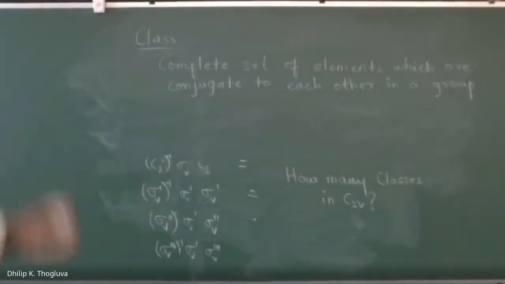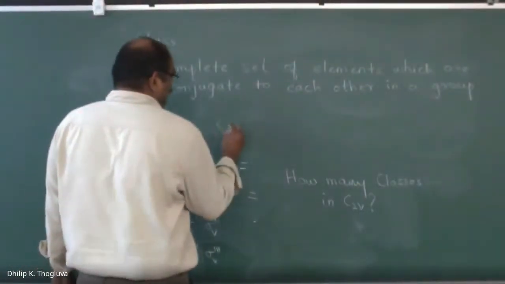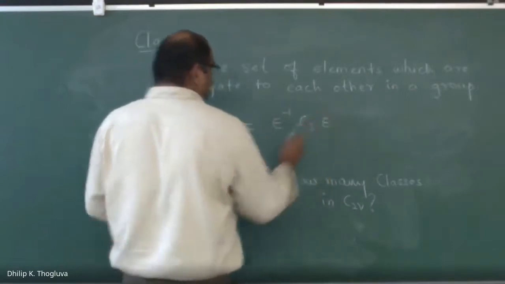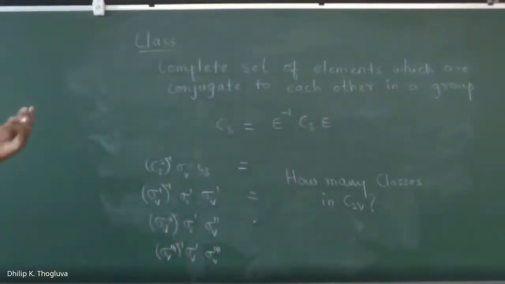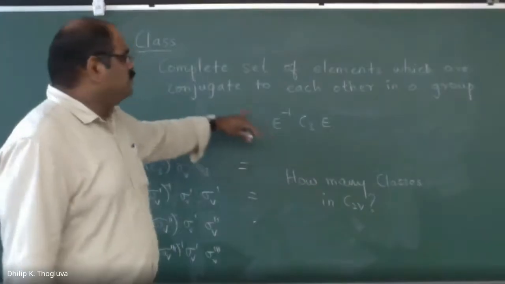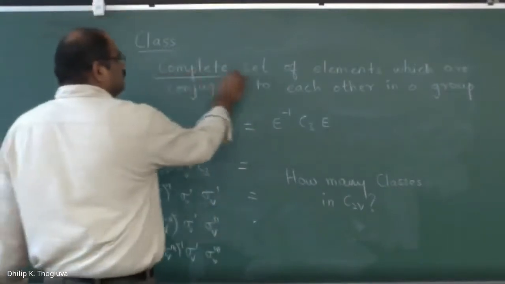What you're saying is that C3 will give rise to a class, right? So C3 is conjugate to itself. So doesn't C3 itself become the complete set of elements which are conjugate to each other? Because it has to operate with C3 and the other elements also. It's a complete set of elements.